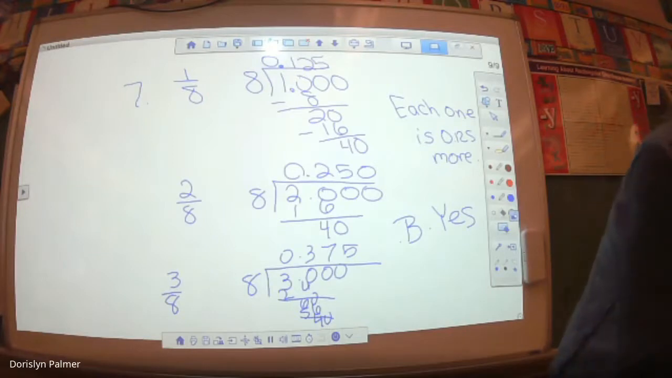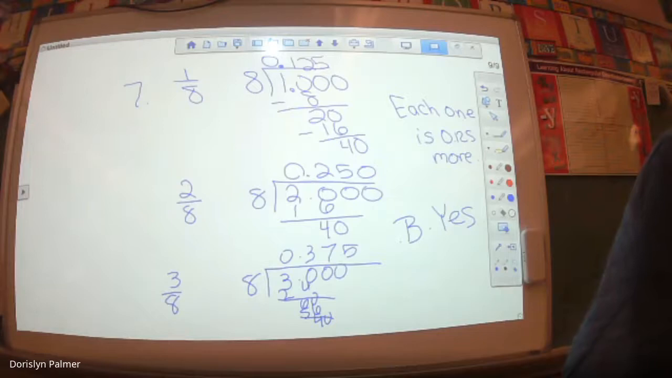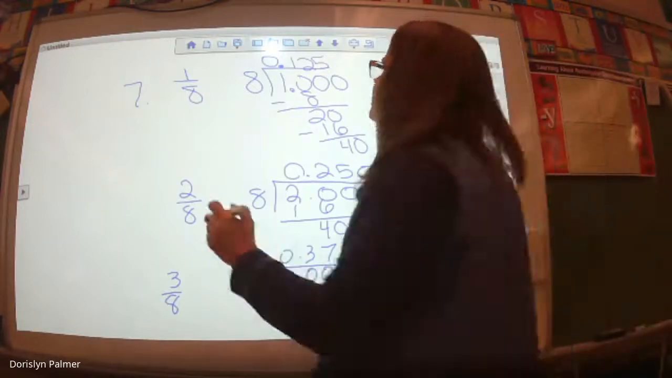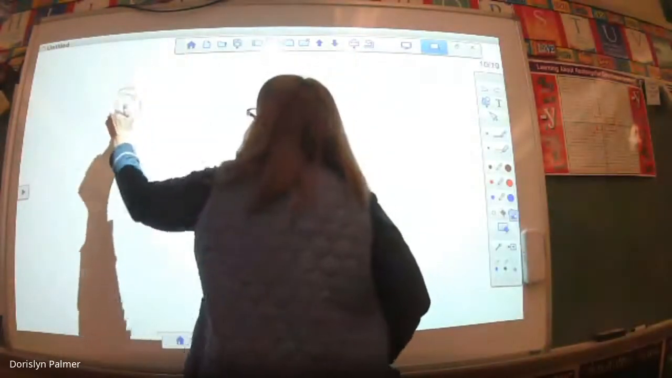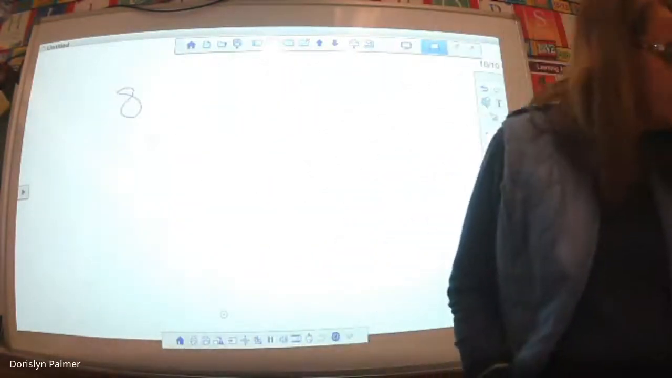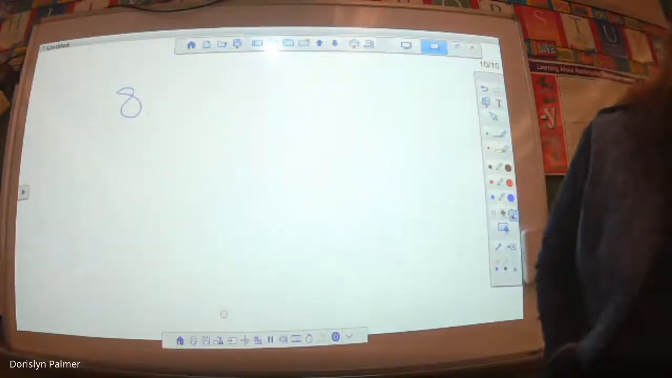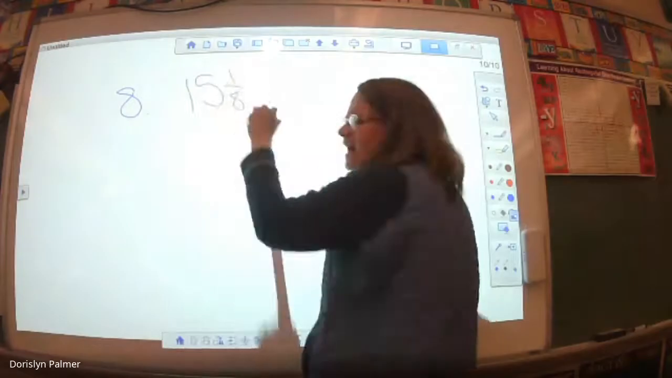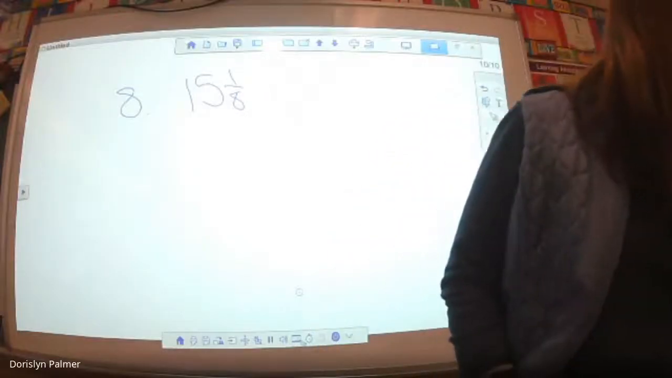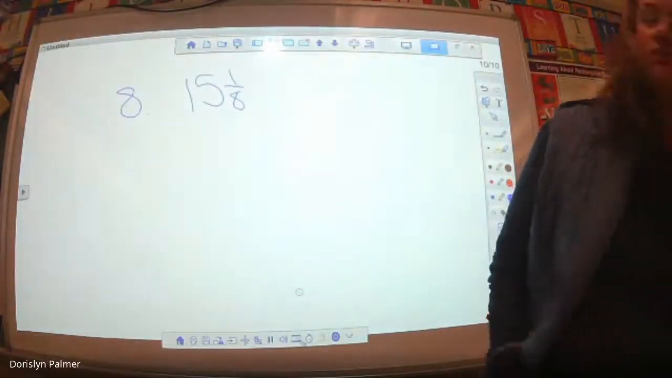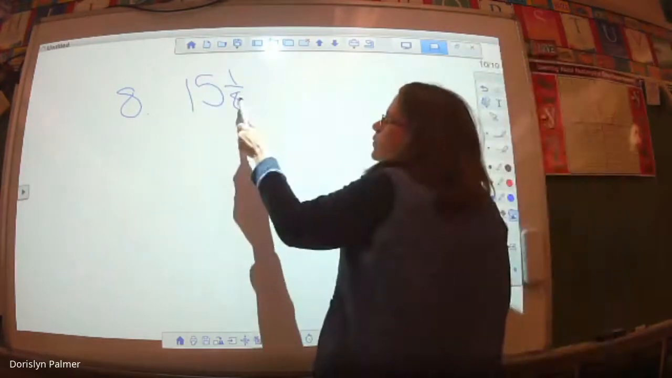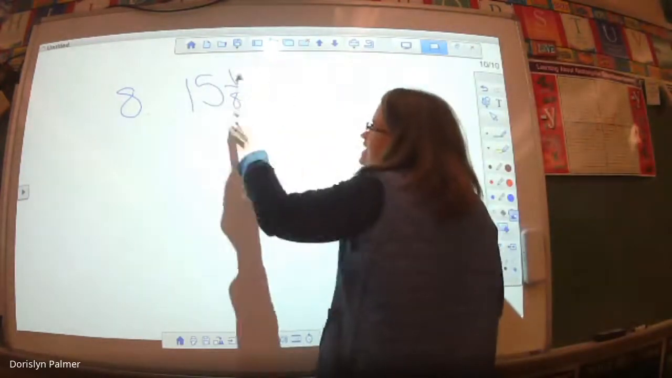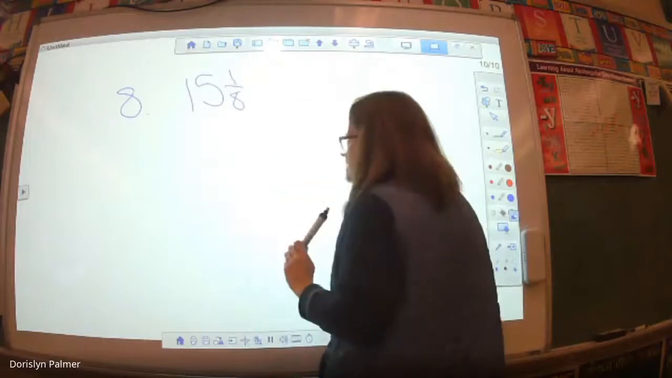All right, let's try to get number 8 in before you guys have to leave. Okay, number 8. Michelle has to find the decimal equivalent of 15 1/8 yards. How can she do this without first writing the mixed number as a fraction? So she could do this. Like we could do 8 times 15 is 120 plus 1 is 121/8.